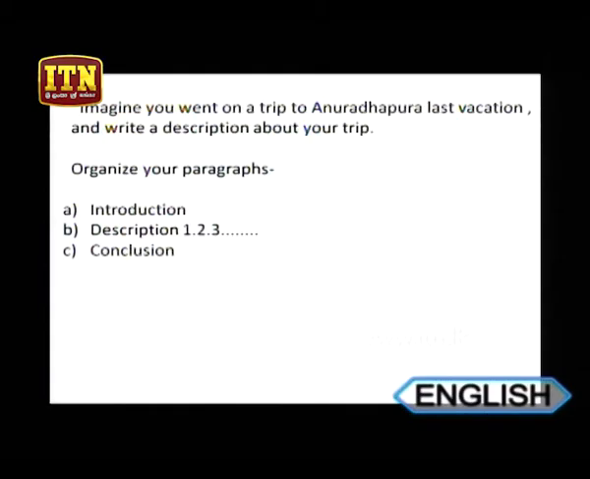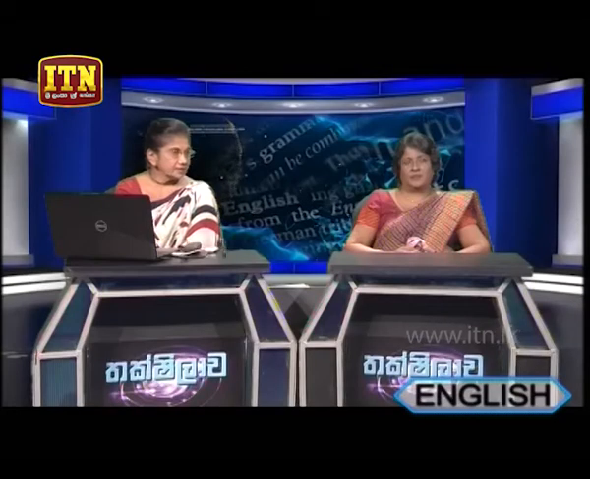Imagine you went on a trip to Anuradhapura last vacation and write a description about your trip. Organize your paragraph. A. Introduction. B. Description 1, 2, 3. C. Conclusion. Now this is to help you how to build up your passage. And I think they can remember Chitra and we told them the trip to Kandy. So that also had the introduction, description and conclusion. So they can think in their own language and then simple sentences can be used to write this paragraph.